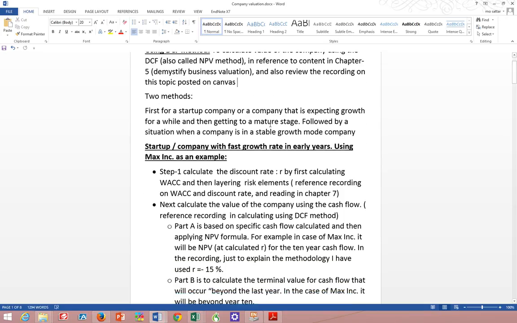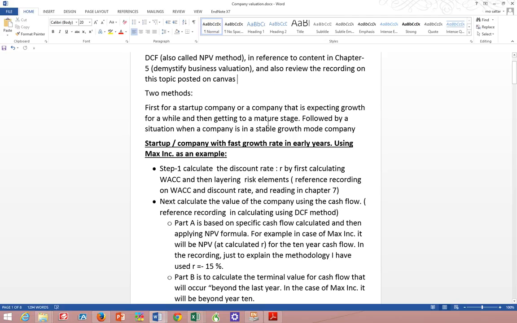Now, first, I want to, as a summary, talk about two methods, two in the sense that there are two types of businesses. One would be like Max Inc., which has a high growth rate because it is starting out, and it will grow for 5, 6, 7, 8, in our example, 10 years. And after that, it will then slow down.